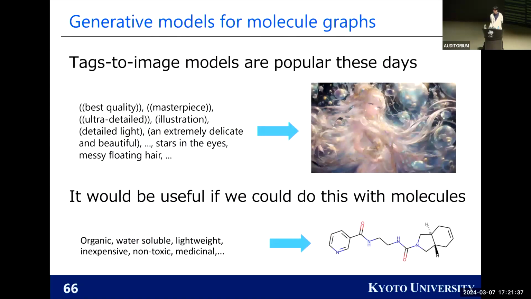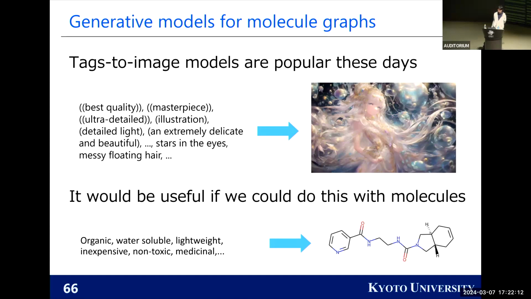And the final example is generative models for graphs and molecule data. And you may know that image models are popular these days, thanks to the strength of diffusion models. And you may have tried some models like Stable Diffusion and Midjourney and so on. And such models can generate high quality images from tags like this. And these models are used in many domains, in business, and for hobby usage and so on.